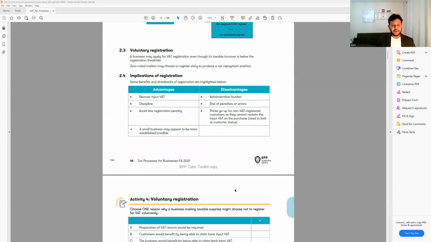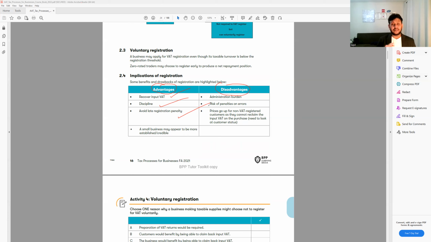Okay, so we have some advantages and disadvantages here. Let's have a look. What is the advantage of voluntary registration and what is the disadvantage? We already explained that, but just quickly have a look. The advantage is recovering all the input VAT. So however much VAT I paid, I can claim it back. Discipline, I'll learn earlier how to claim the VAT. Avoid the late registration penalty. So I don't have to keep an eye on when I have to register.